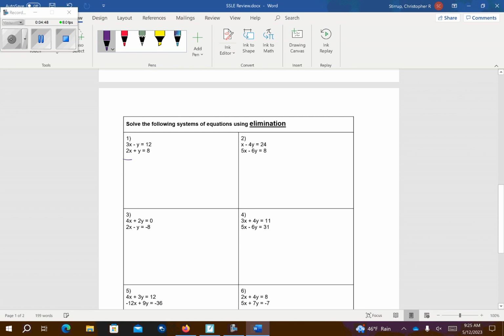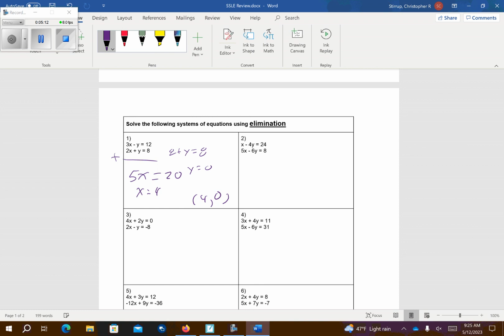These are elimination. The nice thing is on these, if I add them together right there, the y's are already opposite value. So I'm going to get 5x equals 20, so x equals 4. Then I can take that 4 and plug it into either of the x's. I'll plug it into the bottom one. So 2 times x is 8 plus y equals 8. Subtract 8, so y equals 0. So 4 comma 0 is the answer there.